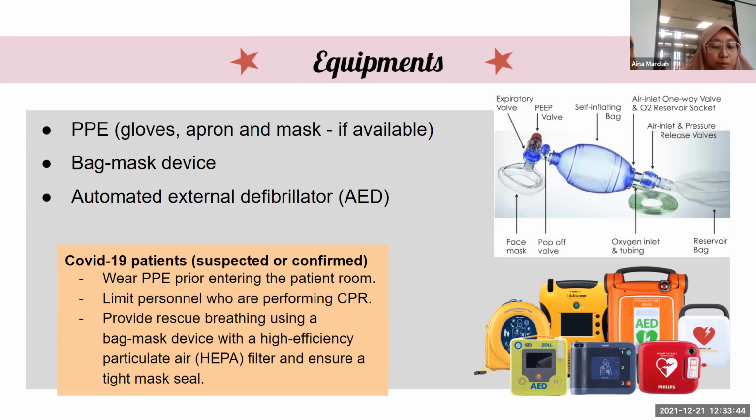For the equipment, the rescuer should wear PPE such as gloves, apron, and mask if available. And then a bag mask device, which is usually used in a hospital setting because the ventilation is usually given through the bag mask device, as it can prevent the risk of disease transmission. We also need the AED, automated external defibrillator, to determine if the rhythm is shockable or non-shockable.